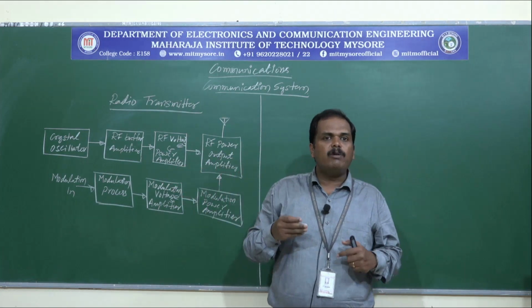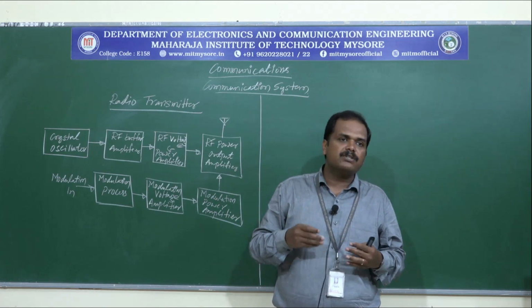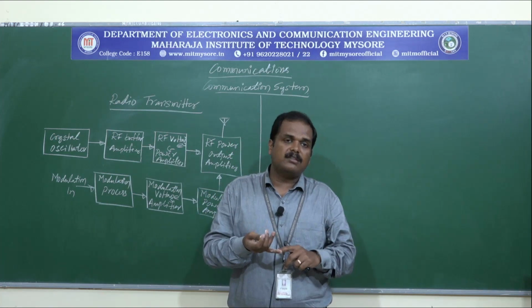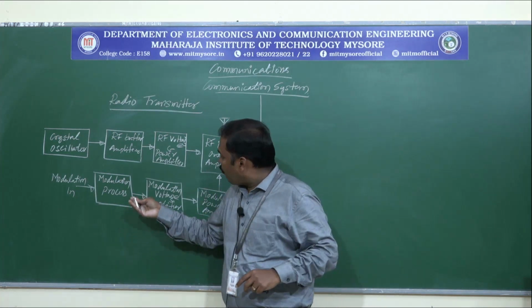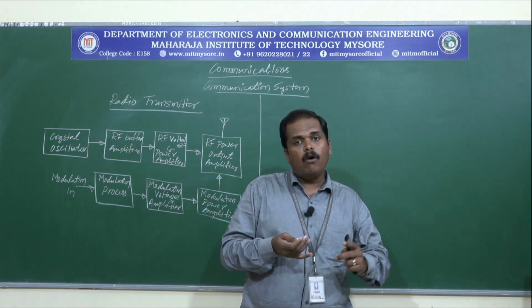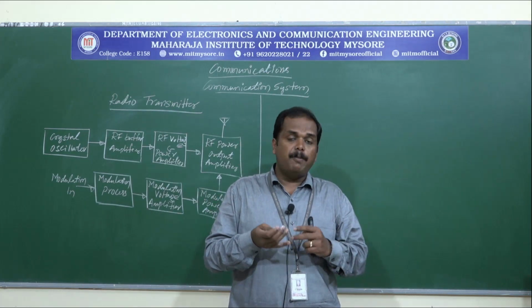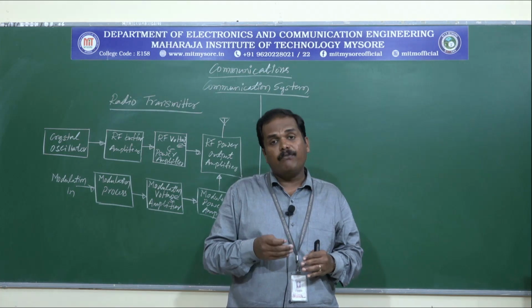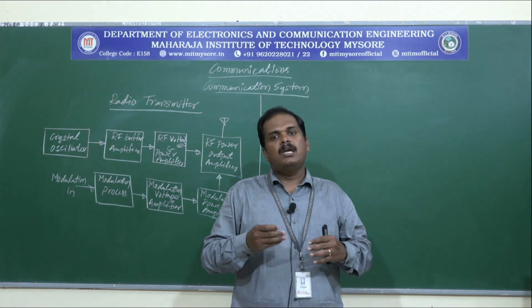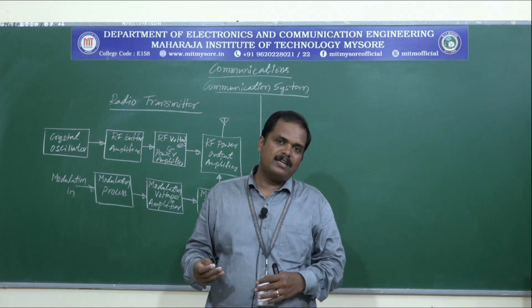Any signal basically has three parameters. One is the amplitude, the second one is the frequency, and the third one is the phase. In the modulation process we vary any one of these parameters, and depending on this we have different types of modulation called amplitude modulation, frequency modulation and phase modulation.